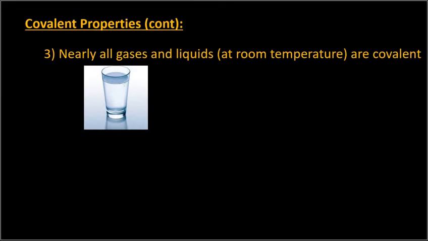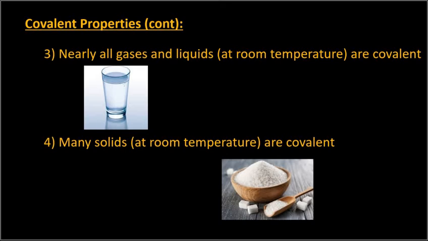Okay, next. Nearly all gases and liquids at room temperature are covalent. So that should tell you a lot about the things surrounding you. Not all of them, but most of the liquids and gases. Things like the air that you breathe, for example, water, the things that you drink. Many of the solids, however, are also covalent. That makes it kind of tricky sometimes to tell if they are covalent or ionic just based on their properties, or their phases, if they're solid, liquid, or gas.